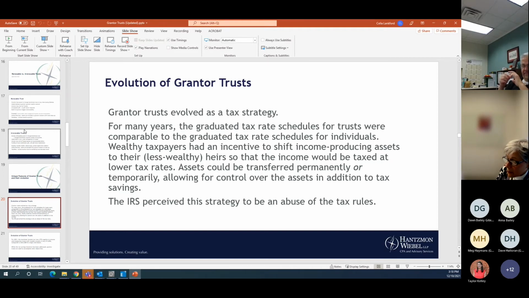So wealthy taxpayers were like, oh, here's an opportunity. I make a lot of money and I'm having to pay a lot of tax on it. I'm going to just take these assets and make it where my child, who's in a much lower tax bracket, can have the benefit and they can pay the tax on it because their tax rate's lower. So that was how grantor trusts originated. And of course, the IRS was like, well, this seems to be an abuse of the tax rules.